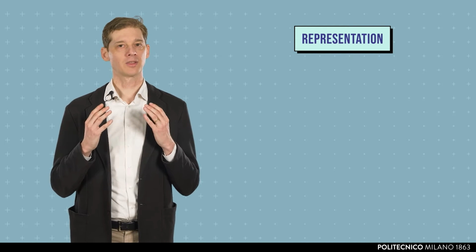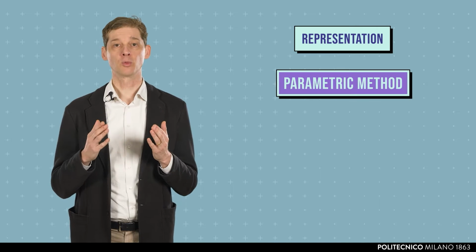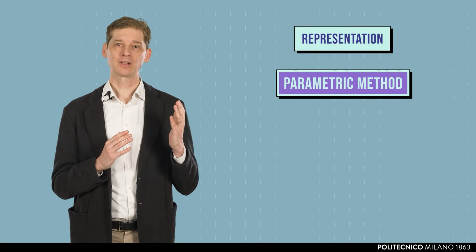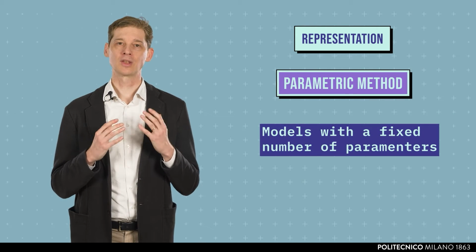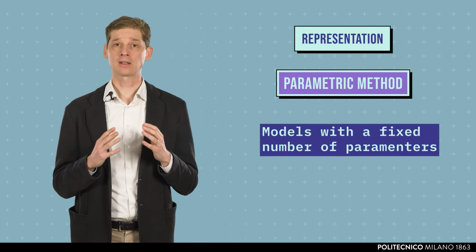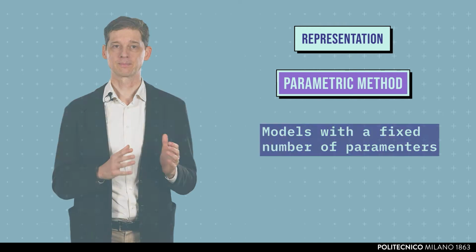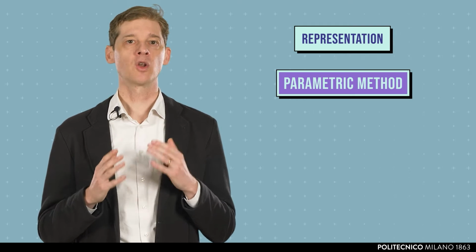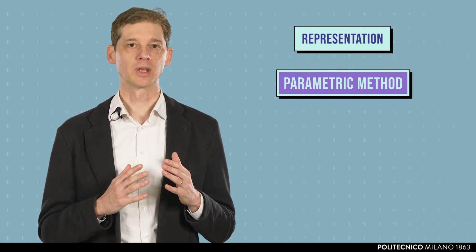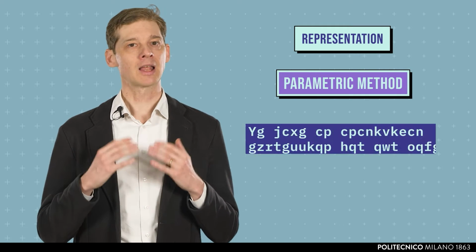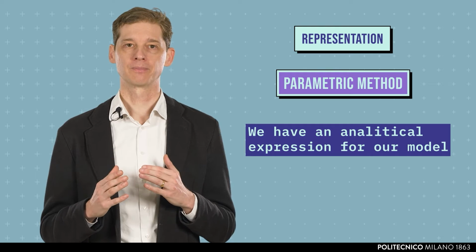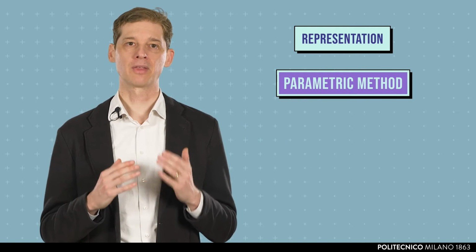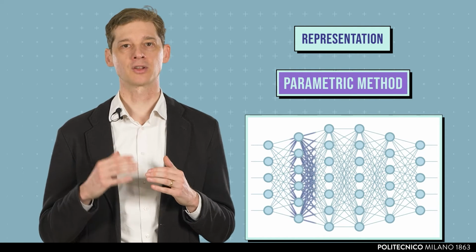We can categorize the methods as parametric and non-parametric. In parametric methods, we consider models with a fixed number of parameters, regardless of the size of the training set. Once a parametric method is trained, we no longer need the training dataset to make predictions, as we have an analytical expression for our model. Examples of parametric methods are linear regression and artificial neural networks.